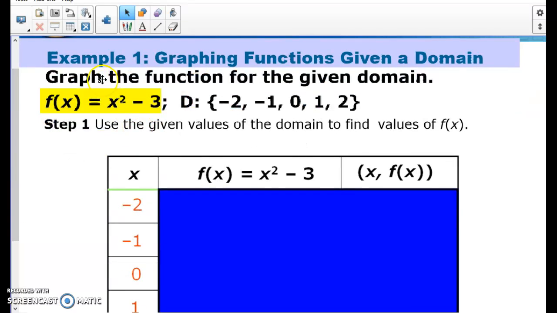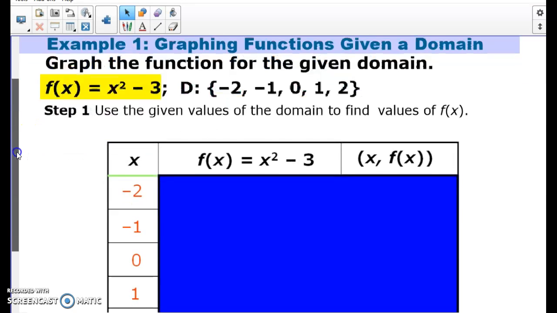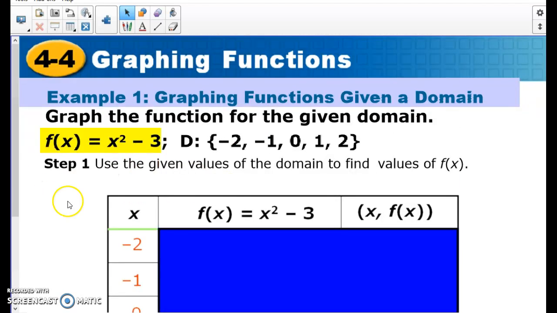So we are graphing x squared minus 3, and they're giving us the x's. This is a little easier. We have to do a little less thinking because we're really just plugging them in and seeing what the graph looks like. Once again, it's an x squared, so it should end up looking like a U. As long as we have a calculator, we should be able to do this.